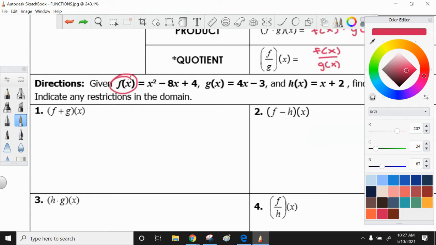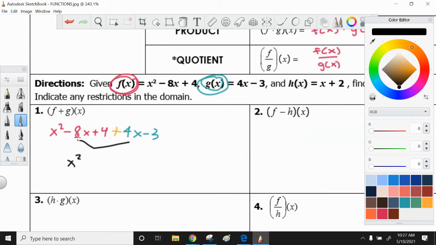So I'll do f in red. That would be x squared minus 8x plus 4. I'll do g in this little aqua color, 4x minus 3, and I need to add them together. Piece of cake. x squared is all by itself. There's no common terms with x squared. I've got negative 8 and plus 4, which is going to make negative 4. I've got positive 4 and negative 3. It's going to make plus 1. That's it. That is f of x plus g of x.